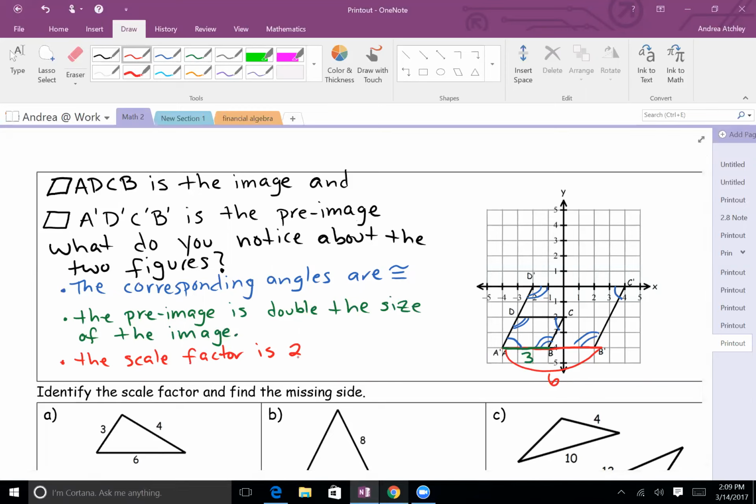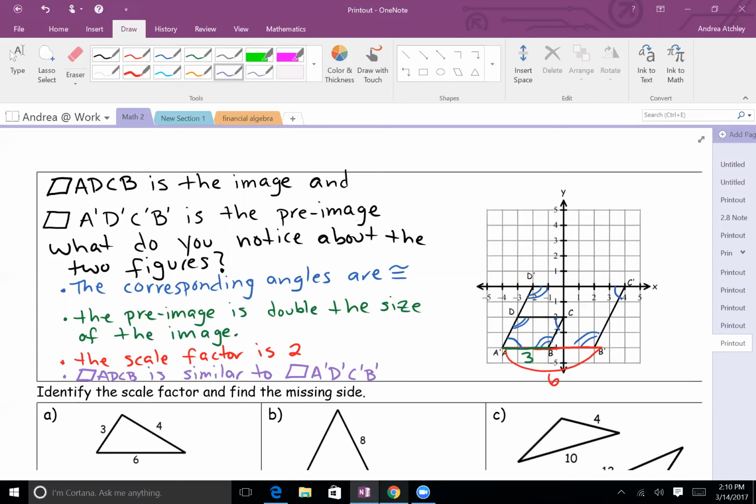And we also call the image and the pre-image similar figures. Parallelogram A, D, C, B is similar to parallelogram A prime, D prime, C prime. Any questions over that?